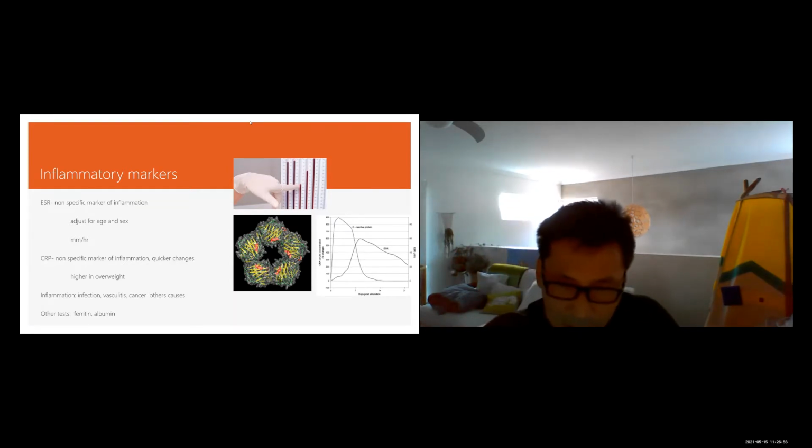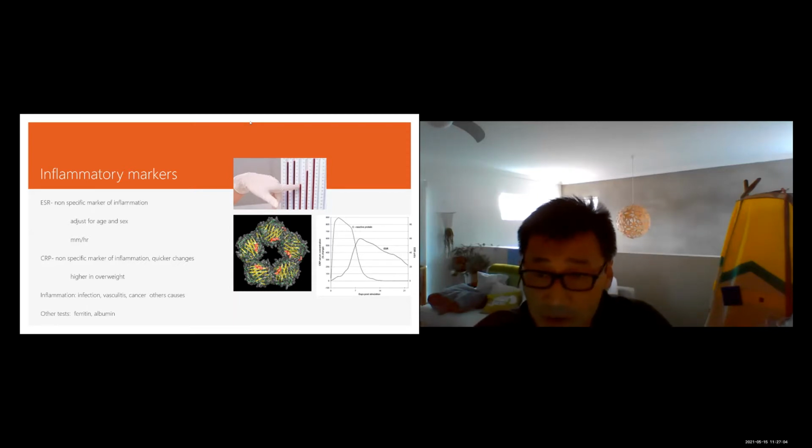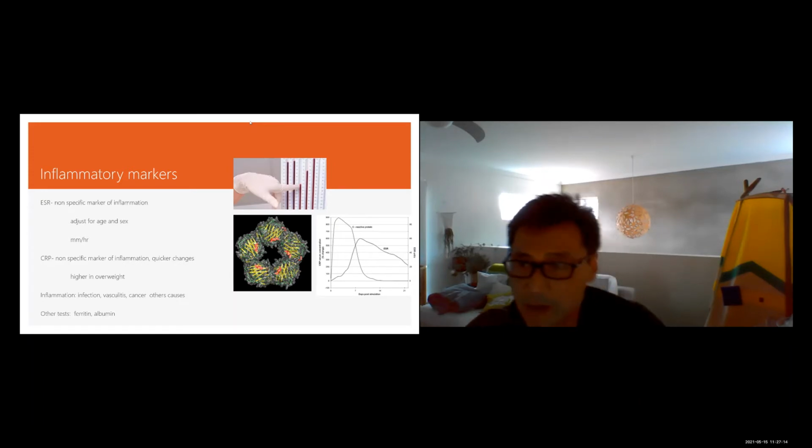It's a pretty simple test. Basically, they take your blood, put it in a plasma tube and spin it down and see how long the red cells take to settle down. As you can see in the picture pointing to what the ESR is, it's measured in millimeters per hour.